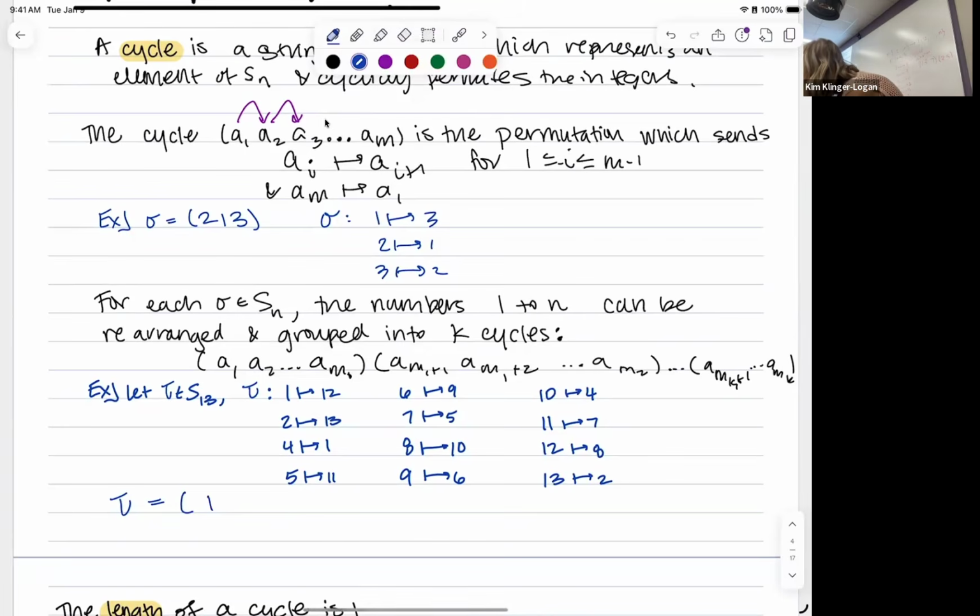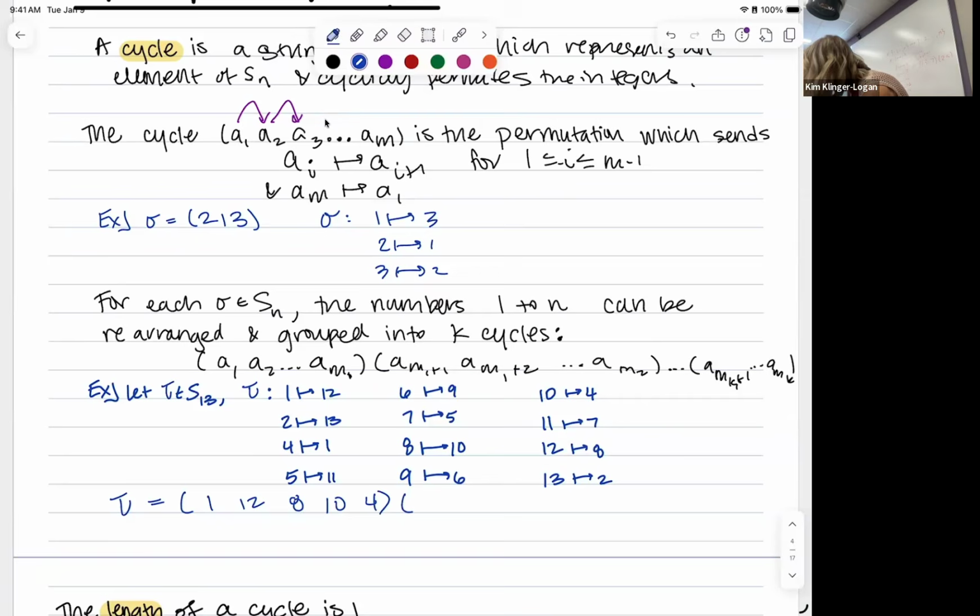So I look at the element 1 and I say, where does 1 go to? Well, it goes to 12. And then I look at where 12 goes to, and it goes to 8. And then where does 8 go to? That goes to 10. Where does 10 go to? It looks like 4. And then 4 goes to 1, so what do we do? Close it, good.